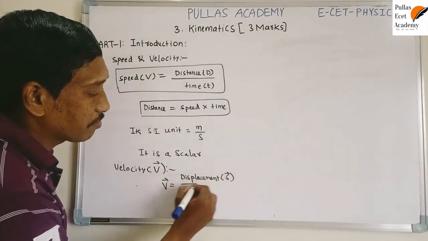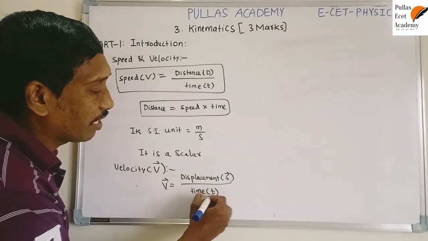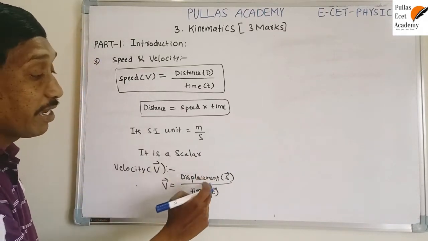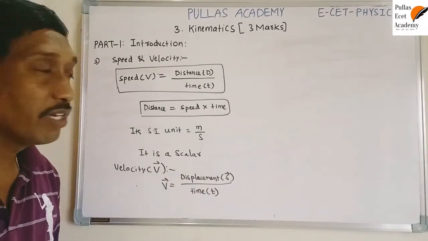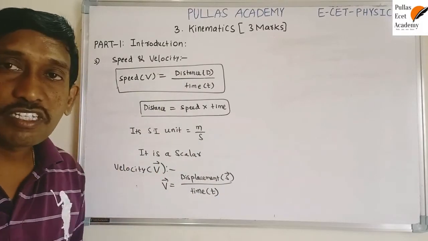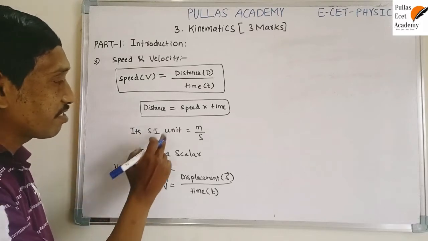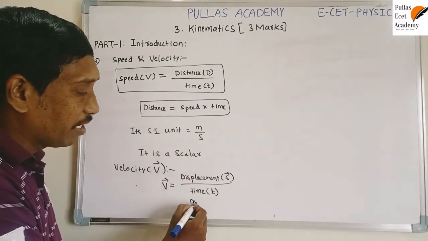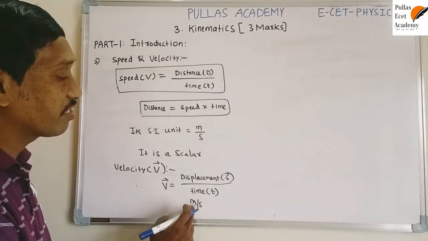That means velocity v bar is equal to displacement by time. Displacement by time gives velocity. Distance by time gives speed. That's the difference. We know the difference between distance and displacement, so you understood the difference between speed and velocity. Here also, what is its SI unit? Again meter per second, because displacement is nothing but distance. That's why the unit is the same.